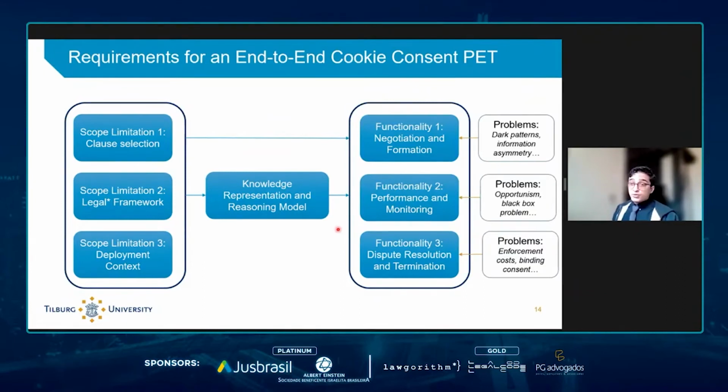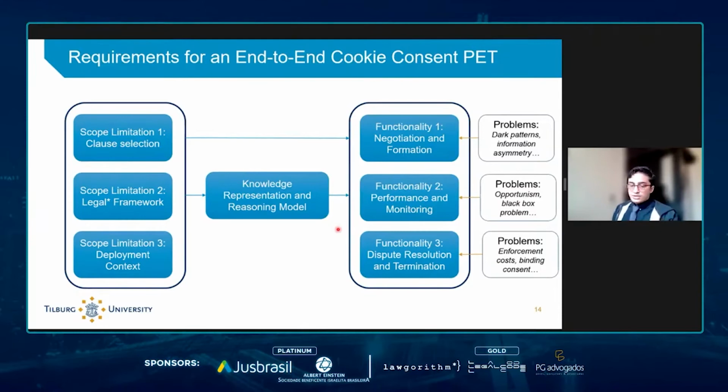There are other PETs that don't do so. For instance, Polisis is an excellent tool which uses machine learning, but it works on the entire privacy policy. The second selection that we make, and we see other PETs making, is the selection of a legal or, in some cases, non-legal framework to assist in their function.